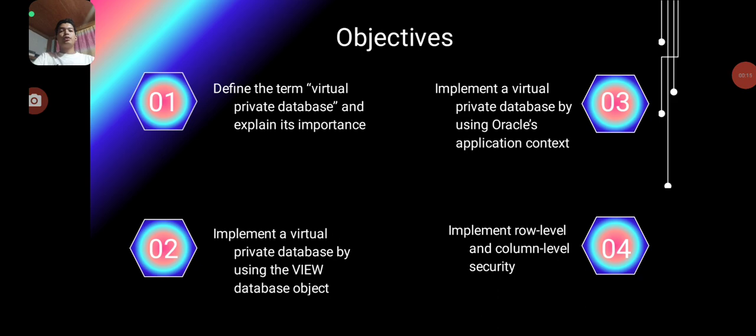So, here are the objectives. First is to define the term Virtual Private Database and explain its importance. Second is to implement a virtual private database by viewing or using the view database object. Third is to implement a virtual private database by using Oracle's application context. And the last is to implement a row level and column level security.